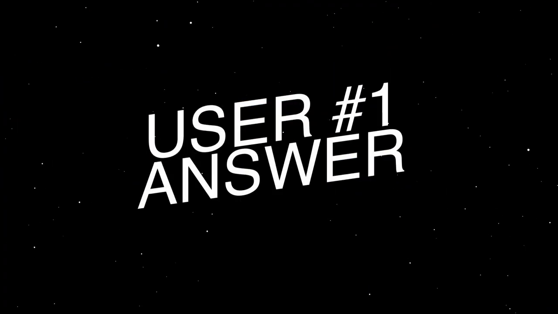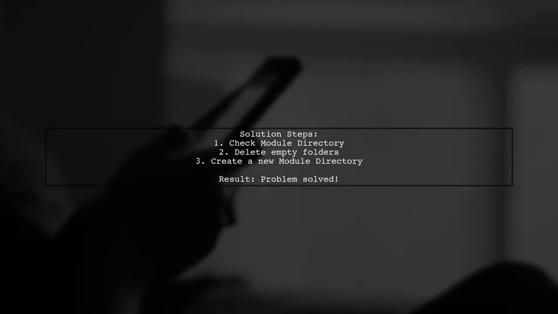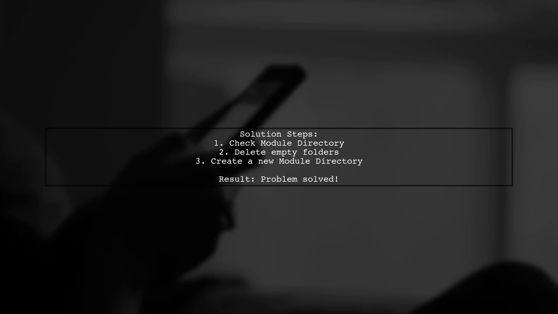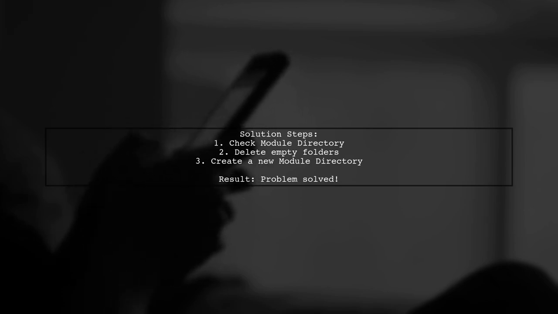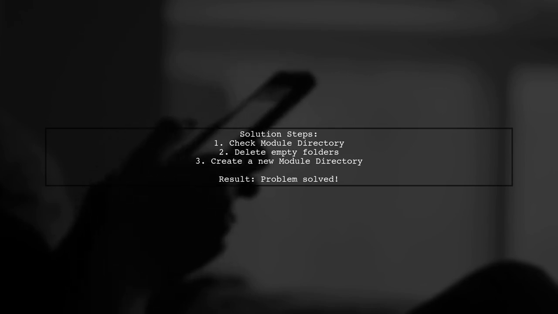Let's now look at a user-suggested answer. If you're facing the issue of a missing directory when running Artisan in Laravel 5.4, try checking your module directory, deleting any empty folders there, and creating a new module directory can resolve the problem.